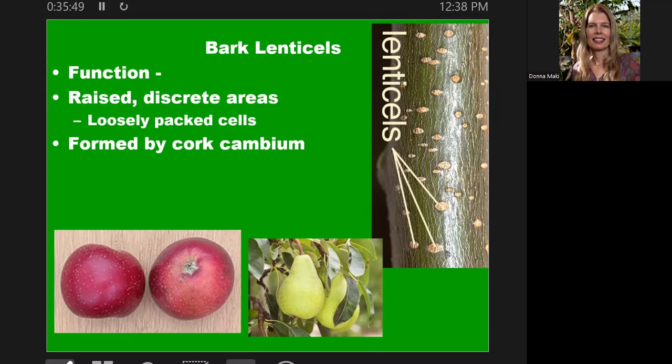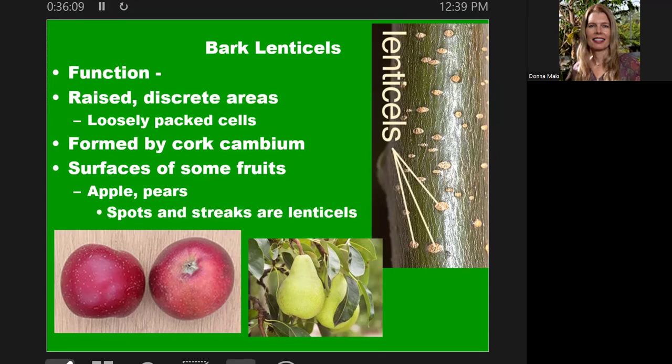But then down here, you can see the apple and pear. If you've ever wondered what those little dots are, those are very dainty lenticels. The skin of the apple and pear is pretty protective and waxy, but the flesh underneath is living and still needs that oxygen. So if you've ever wondered what those spots are, that's what that is.